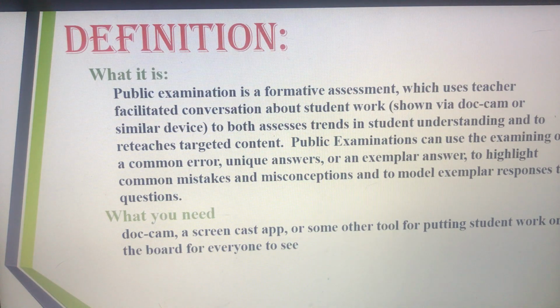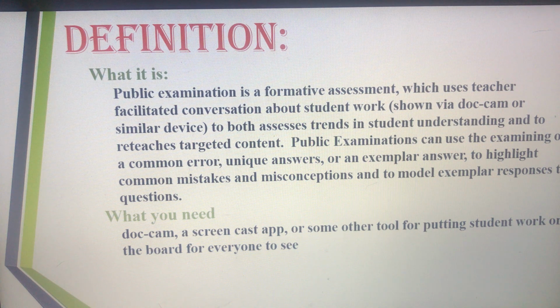All right. What is it and what do you need? I'm going to read this real quick. I promise I won't be doing that throughout this, though. So public examination is a formative assessment which uses teacher-facilitated conversations about student work, shown on doc-cams, etc., to both assess trends in student understanding and to reteach targeted content.